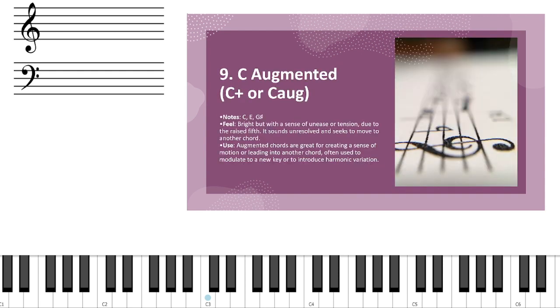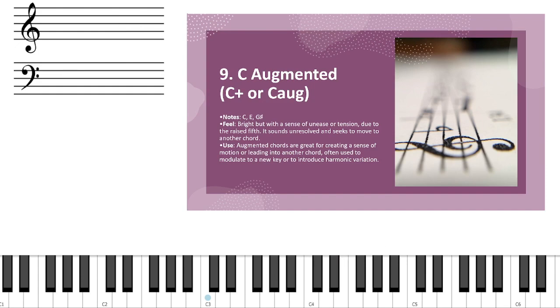The next chord is a C augmented. It's called a C plus or C aug, and the notes are simply from the major, you sharpen the fifth to a G sharp. So instead of this, it's bright, but with a sense of unease or tension due to the raised fifth. It sounds a bit unresolved. Like, okay, what's going to happen next?